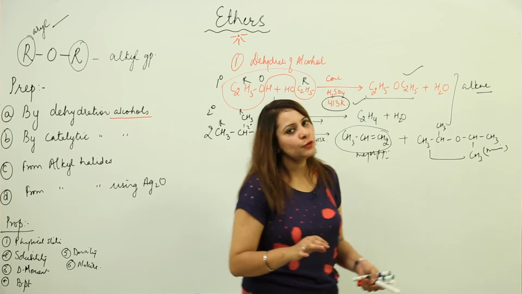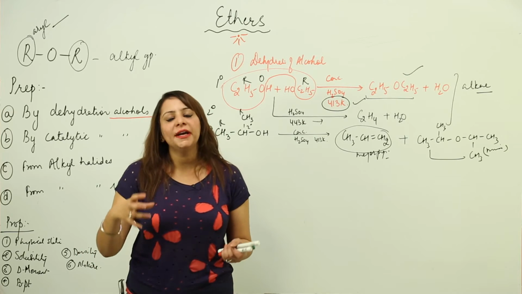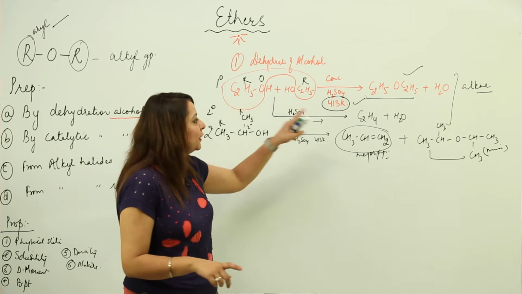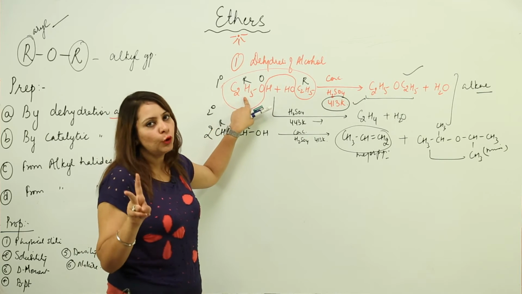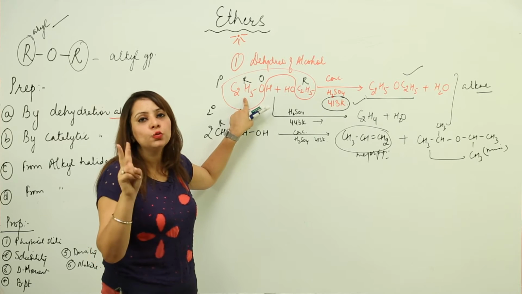So if somebody asks you about dehydration of alcohol, you are going to say that if we remove water by using a dehydrating agent at a particular temperature, we may get ether. But you need to keep in mind that you need to take 2 molecules of alcohol, because ether is ROR, so you will need 2 alkyl groups.